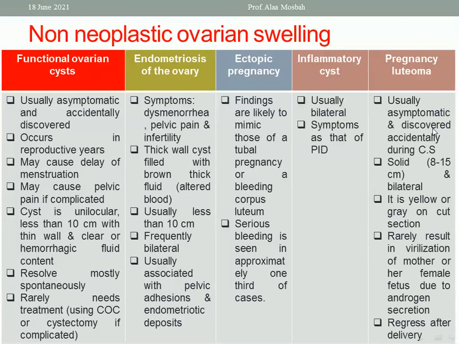Pregnancy luteoma is usually asymptomatic and discovered accidentally during ultrasound or during cesarean section for delivery, when we discover the pregnancy luteoma. You can see it bilateral. Commonly, it is a solid mass measuring 8 to 15 centimeters, has a yellow or gray color on cut section. As we said before, it may cause virilization due to androgen secretion and regresses after delivery.